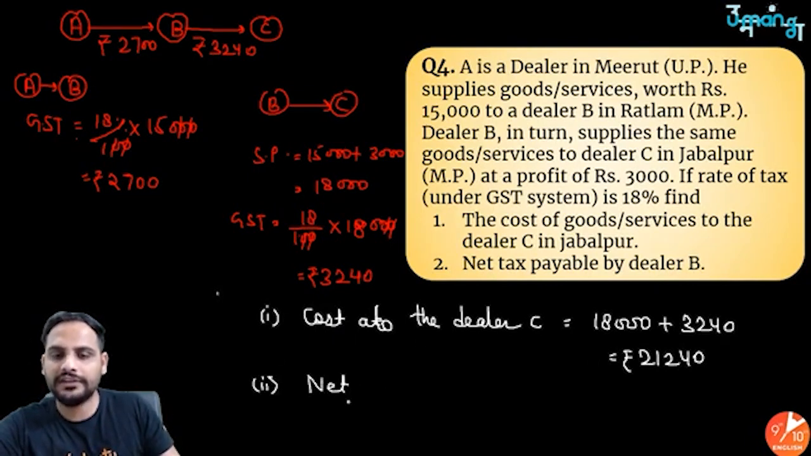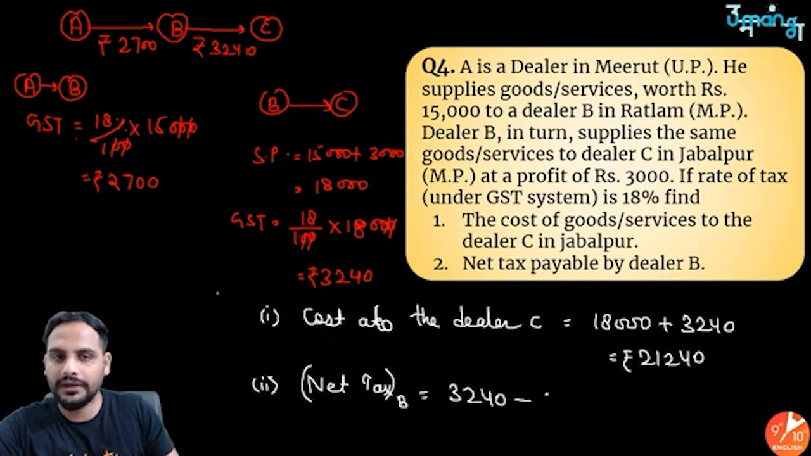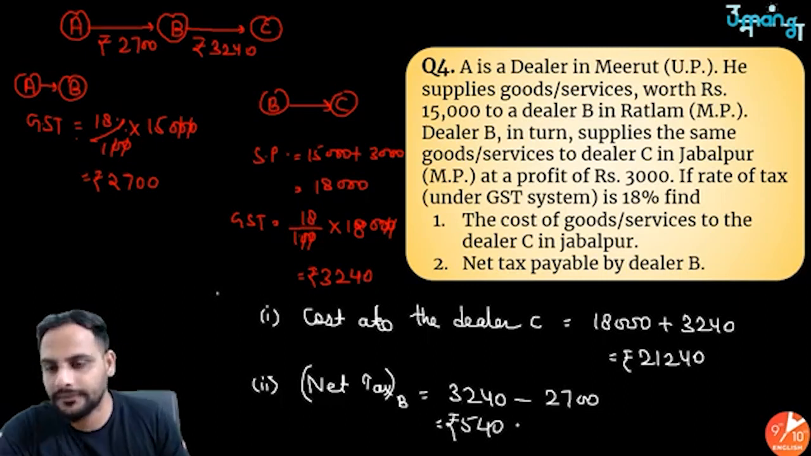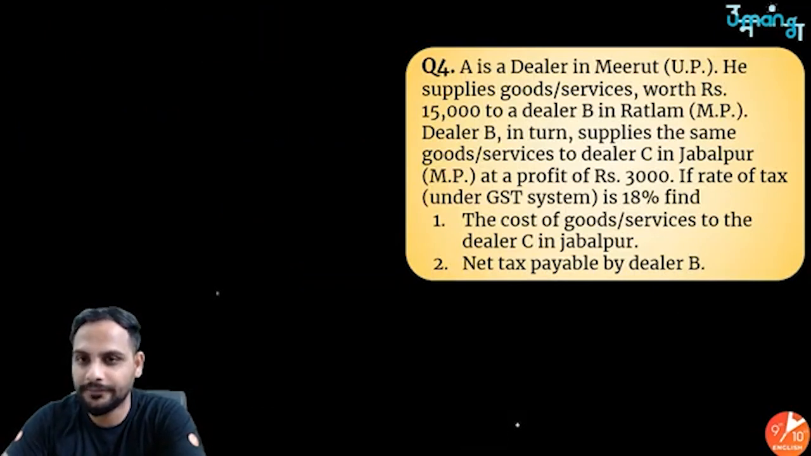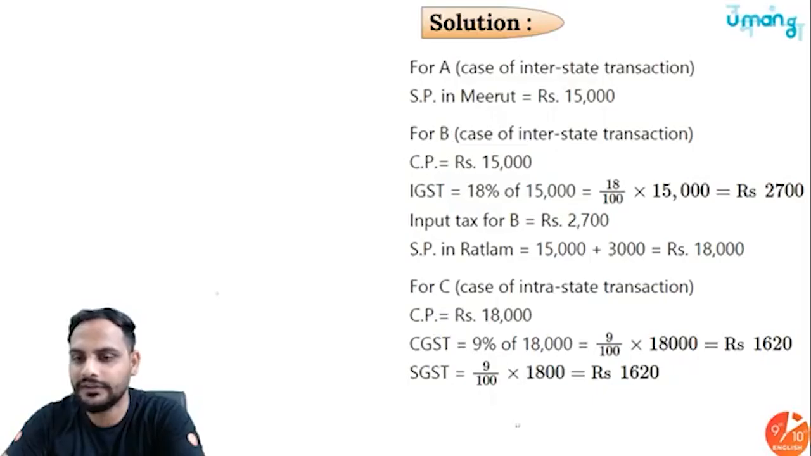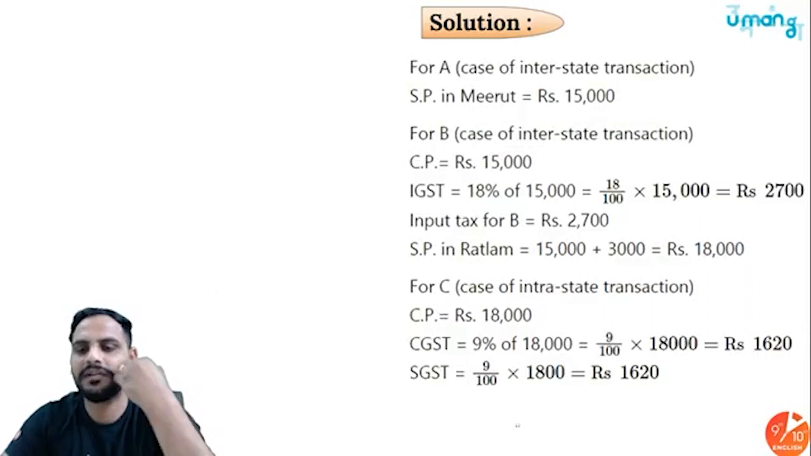Second question, net tax payable by dealer B. Net GST payable by dealer B will be output minus input. Output is 3,240 minus 2,700. So you will be getting how much? Rupees 540. So net GST payable by dealer B will be rupees 540. Got it? This is how this question will be done.